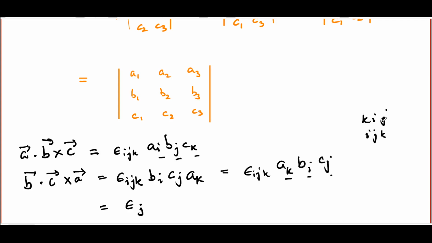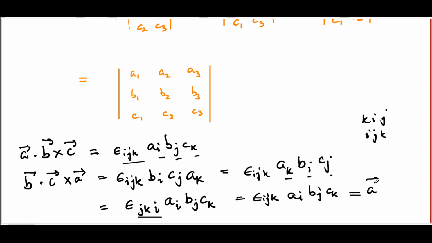What about J here? J gets replaced by K. And K at the end gets replaced by I. On the other hand, doing that on the components simply gives you AI, BJ, CK. Now, epsilon JKI and epsilon IJK are exactly the same because these indices are cyclically permuted versions of these indices. So this is epsilon IJK, AI, BJ, CK, which means that B dot C cross A is exactly the same as A dot B cross C.